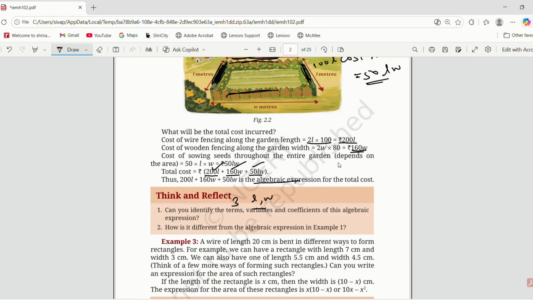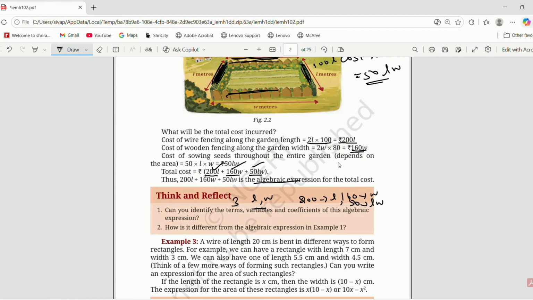So coefficient is nothing but the numbers which are in front of the variable. So here 200 is the coefficient of L, 160 is the coefficient of W, and 50 is the coefficient of LW. Okay, so in the next question, how is it different from the algebraic expression in example 1?